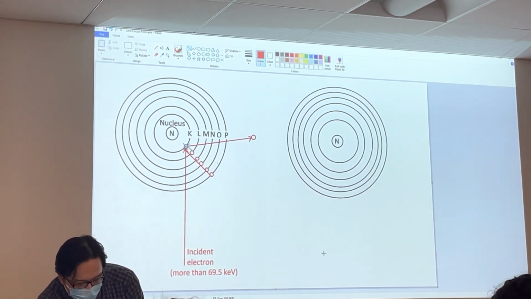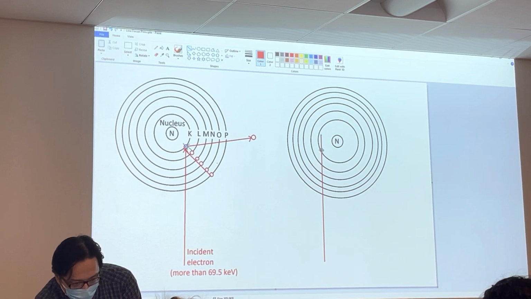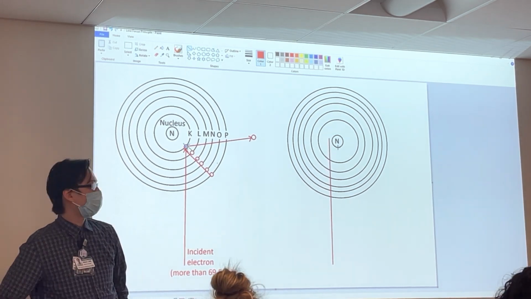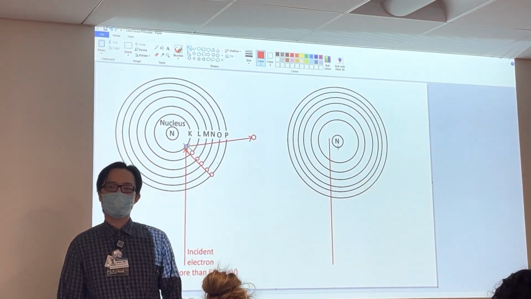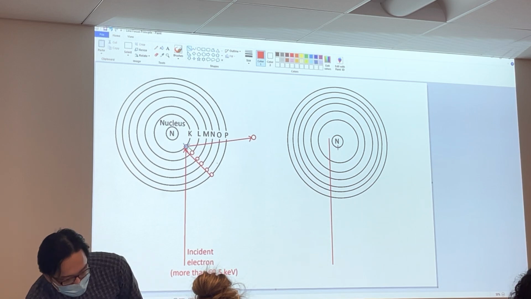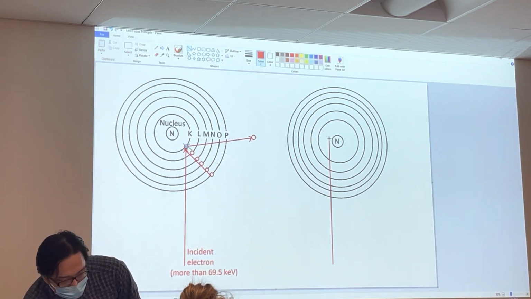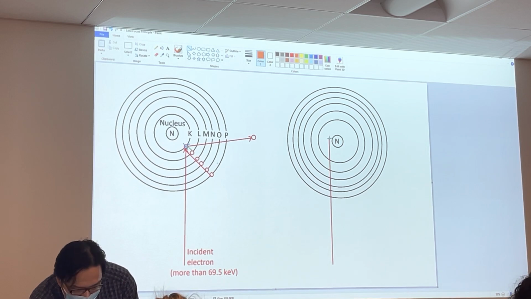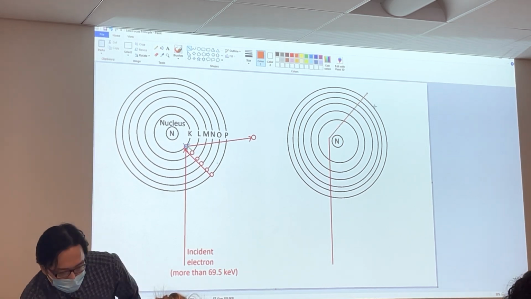So once again, here comes our incident electron. It passes by all the other electron shells here, and it reaches the nucleus, or just outside the nucleus. It slows down, and what else happens? Changes direction. That's right. It slows down, it changes direction.